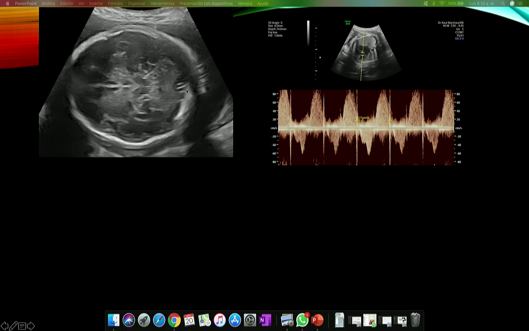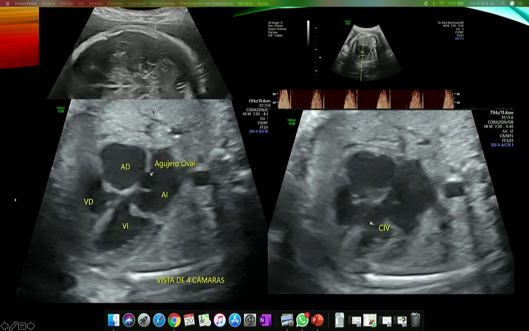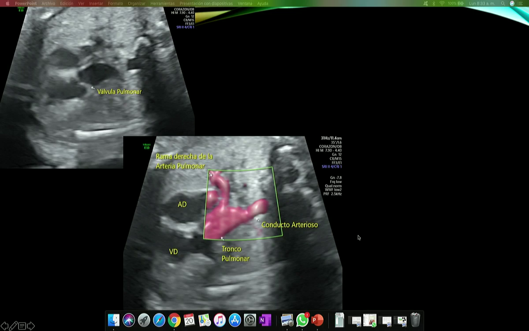And then we start to assess the heart. One of the first images that we look for in the cardiac evaluation is called the four chambers view. Here we can assess the right atrium, the left atrium, the foramen ovale, the left ventricle, and the right ventricle. In our patient, we see a septum defect in the interventricular septum. Another thing that we assess in the heart is the pulmonary valve, which in our patient was normal.